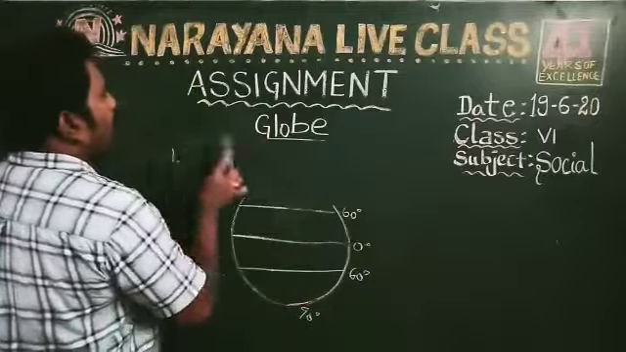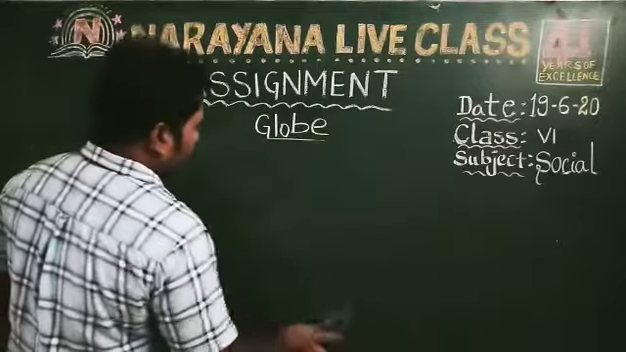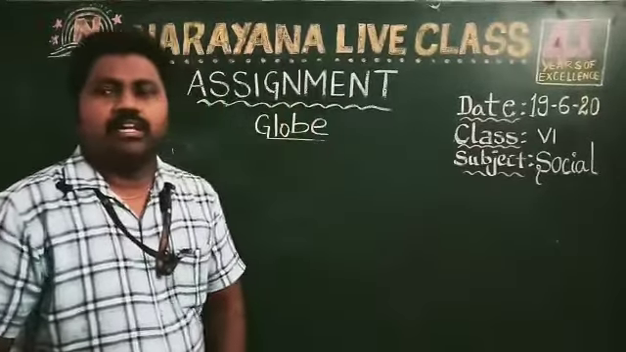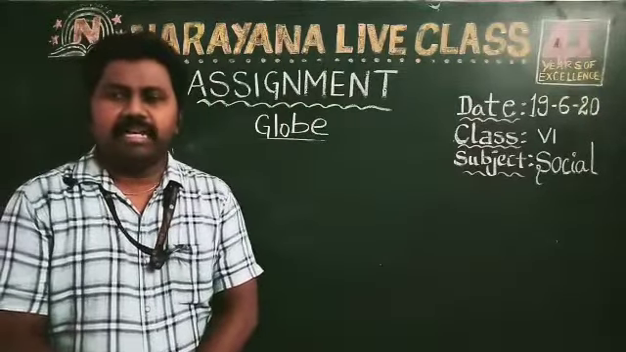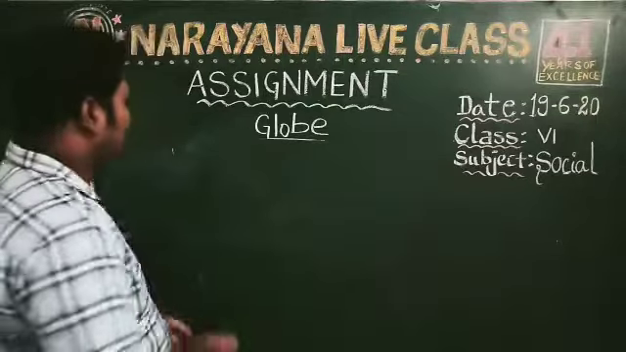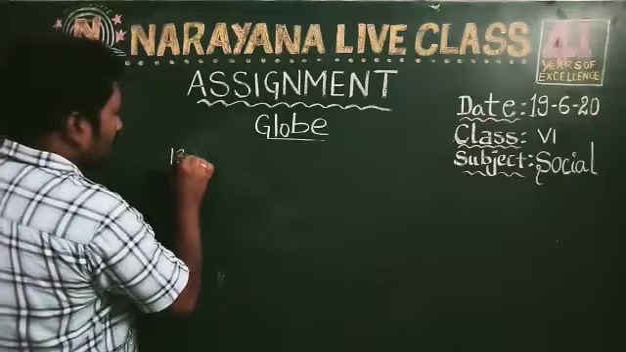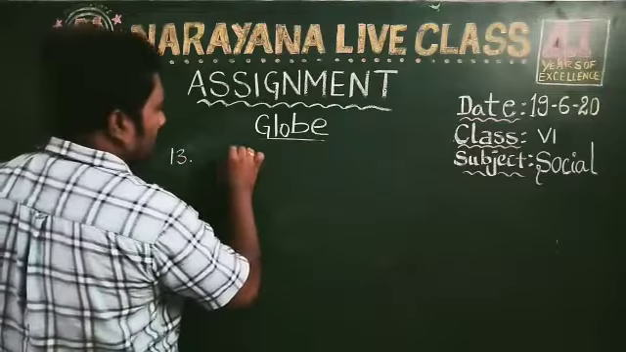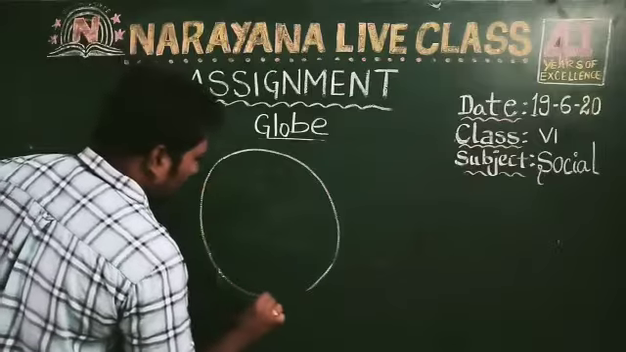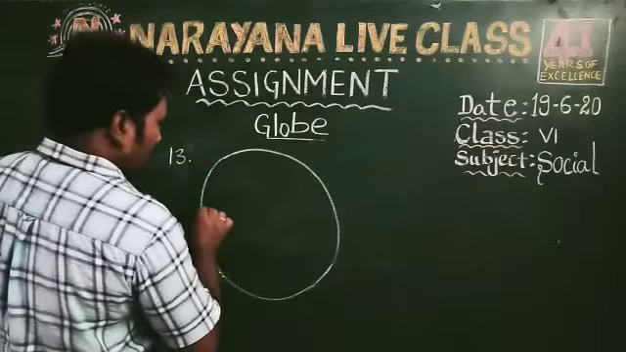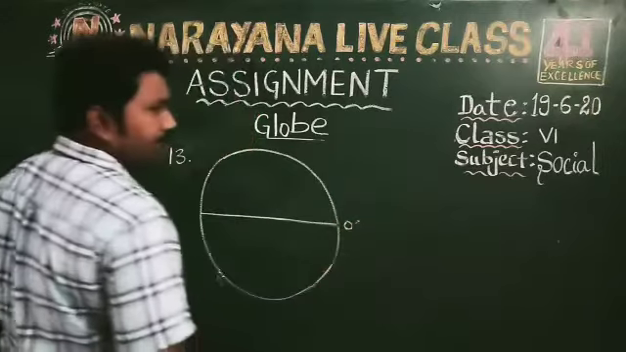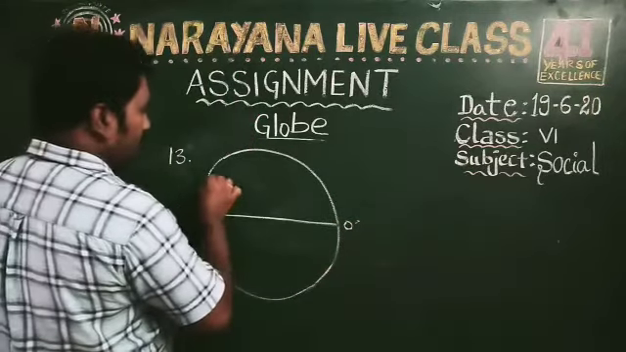Now we are moving to the last question of this assignment, that is the 13th question. Write all the important parallel lines along with their degrees on the given globe. Yes, the 13th question answer, children. Just now we discussed. So this is a globe. This is the 0 degree latitude.